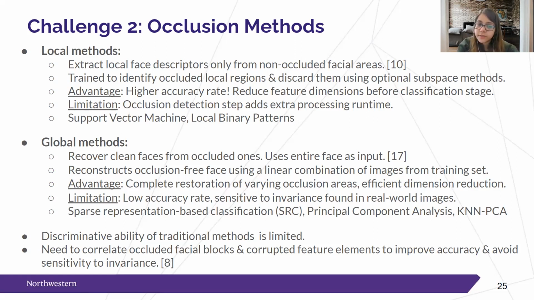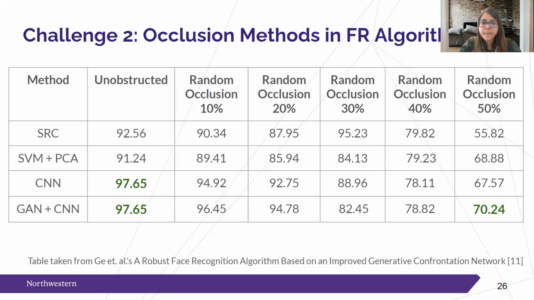We actually recover the clean faces from the occluded ones. So we take the entire face as the input, and we reconstruct occlusion-free faces using linear combinations of images. The advantage is complete restoration, but the limitation is a low accuracy rate, and it's sensitive again to the invariance. SRC, KNN, and PCA use this approach. So we need to correlate the occluded facial blocks and the corrupted feature elements to achieve higher accuracy and handle the occlusion invariance.